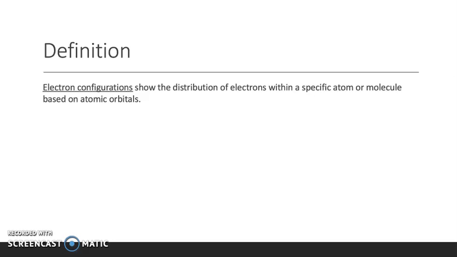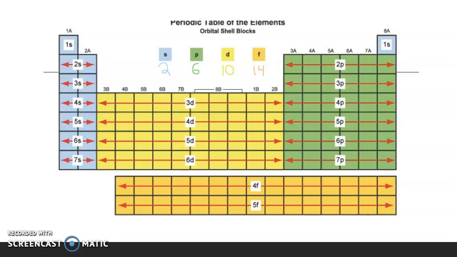So let's look at a periodic table. In this periodic table, we don't have any of the elements here. We're really just trying to see where each of the orbitals are. This periodic table is broken up into 4 parts. We have the s orbital, which is indicated in blue, the p orbital, which is indicated in green, the d orbital, which is indicated in yellow, and the f orbital, which is indicated in orange. What's important to keep in mind here is where each of these orbitals are.